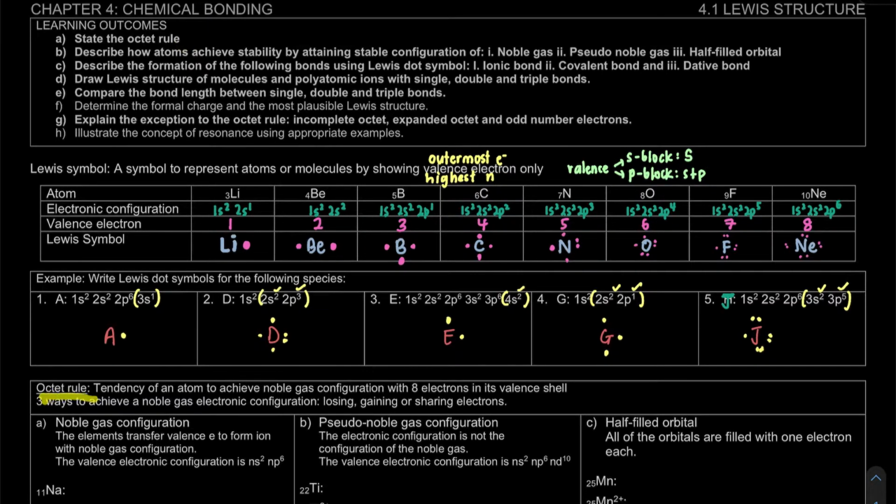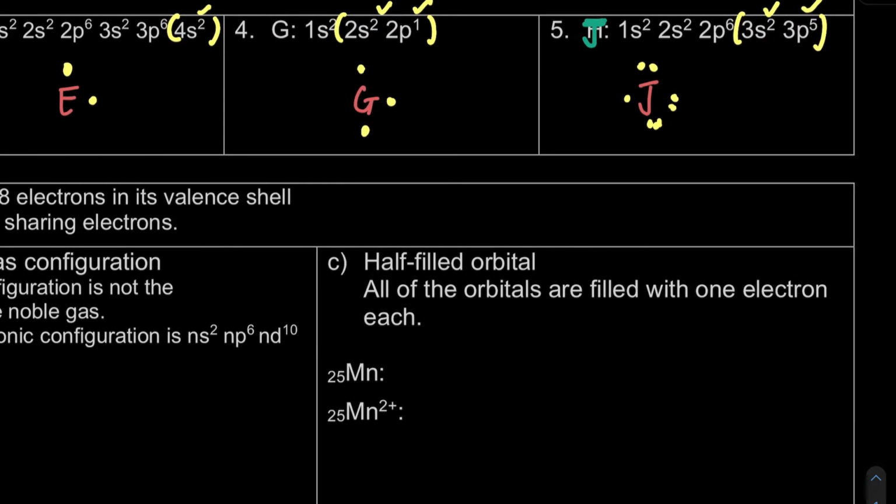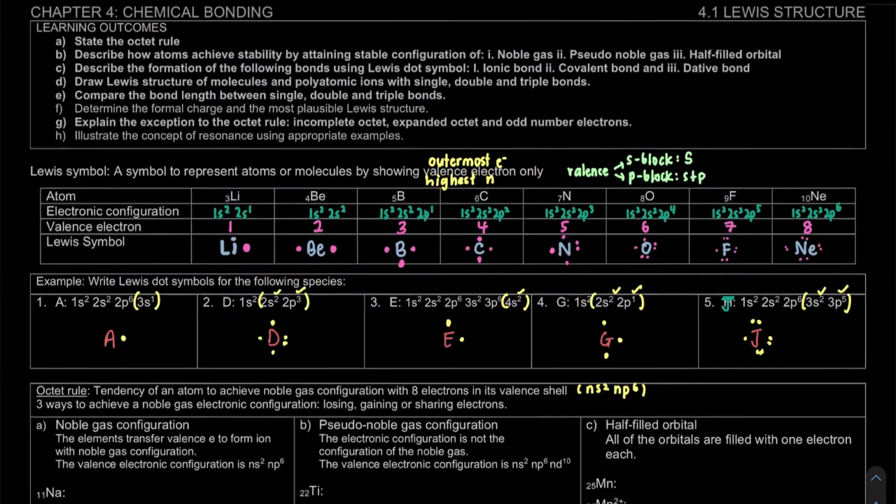Okay, the octet rule is the tendency of an atom to achieve noble gas configuration with 8 electrons in its valence shell. So if possible, the electron wants to reach 8 electrons in its last shell, the highest n. For the electronic configuration, it will reach ns2 np6. Because here 2 plus 6, we have our 8 electrons.